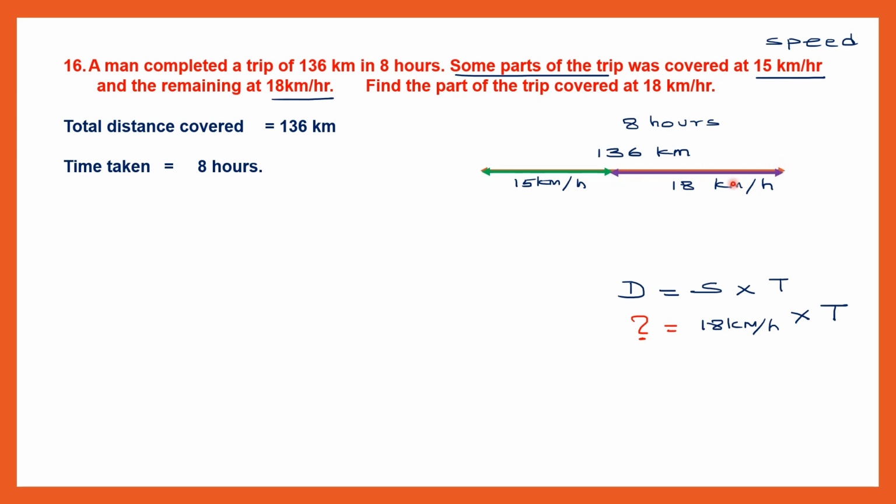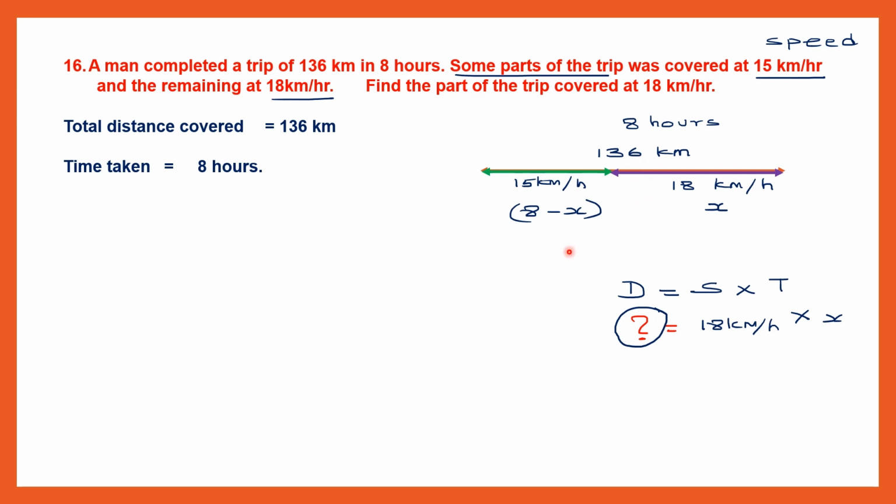Now this part we don't know how much it is. So let's consider that to be x. If this is x, what will this part be? Because the total is 8 hours, and if this is x, this will be 8 minus x. So to find distance, we can say speed into time, which is speed into x. Now we need to find this distance. If we add up this distance and this distance, it will give us 136 kilometers.